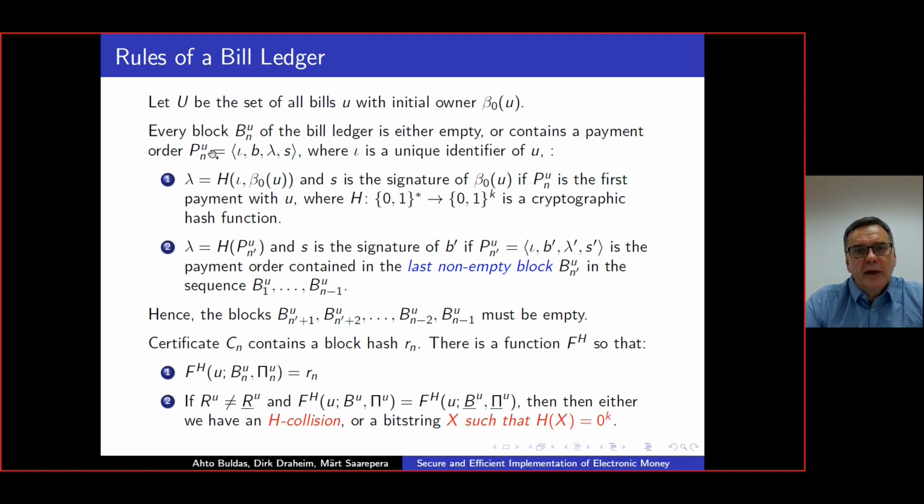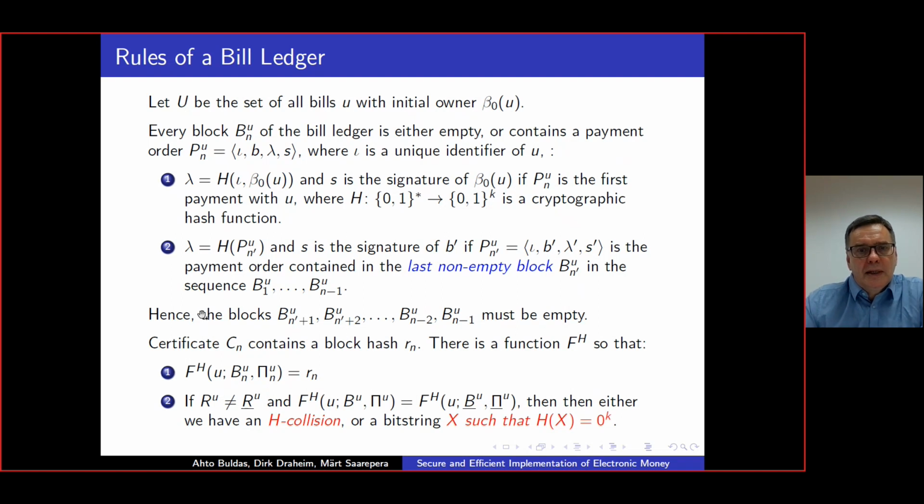Every block of the bill ledger is either empty or contains a payment. If it's empty, nothing happened with the bill at this block. A payment order is of this form: it contains the unique identifier of the bill, the bearer, the next bearer, and lambda, which is a reference to the previous payment, and this is the signature of the payer. So lambda should be a cryptographic hash of the identifier of the bill and the previous payment, in case it was not the first payment, and it is the initial owner if this was the first payment with the unit.